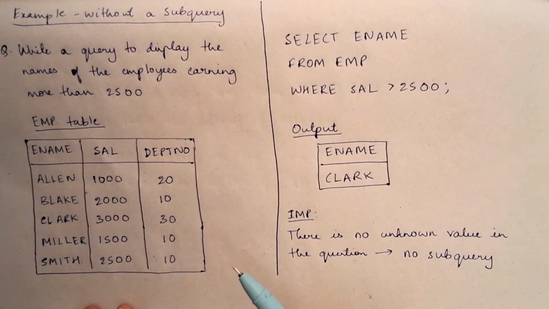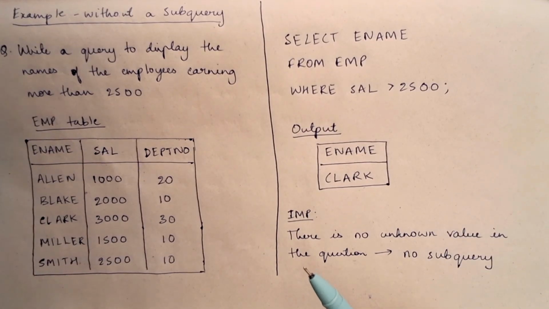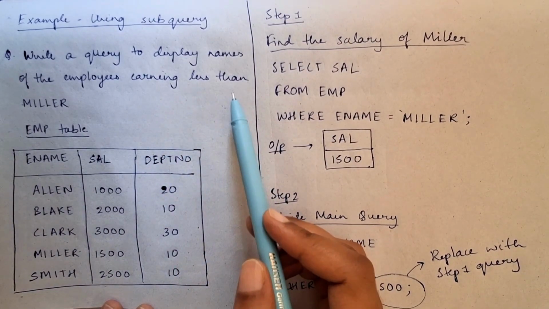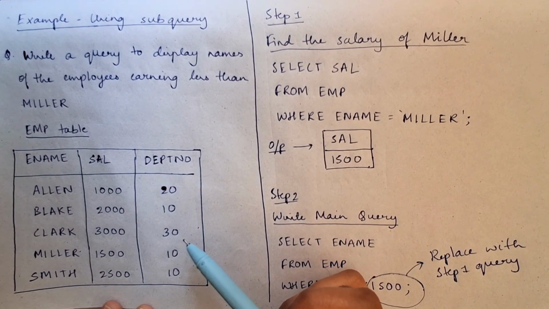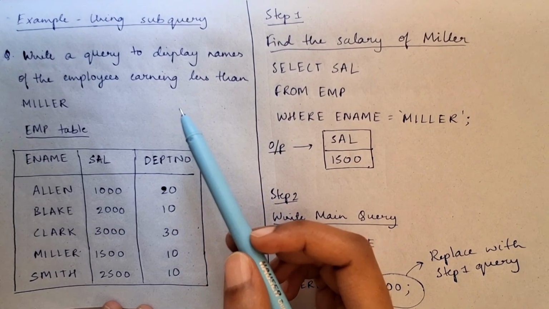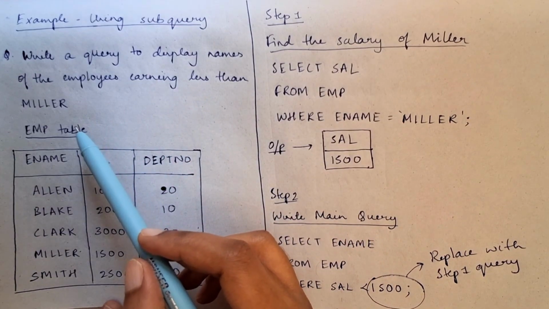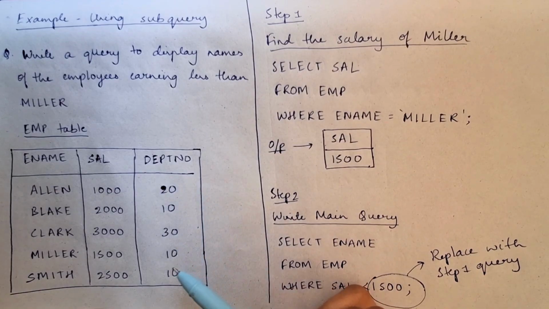In the next example, we will see a case where the value is not given in the question, and that is where we actually need a subquery. Write a query to display names of the employees earning less than Miller. For this also we are going to use the employee table, guys, which is the EMP table. But here in this question we have a small problem. The salary value is not given in the question. We only know the employee name, that is Miller.